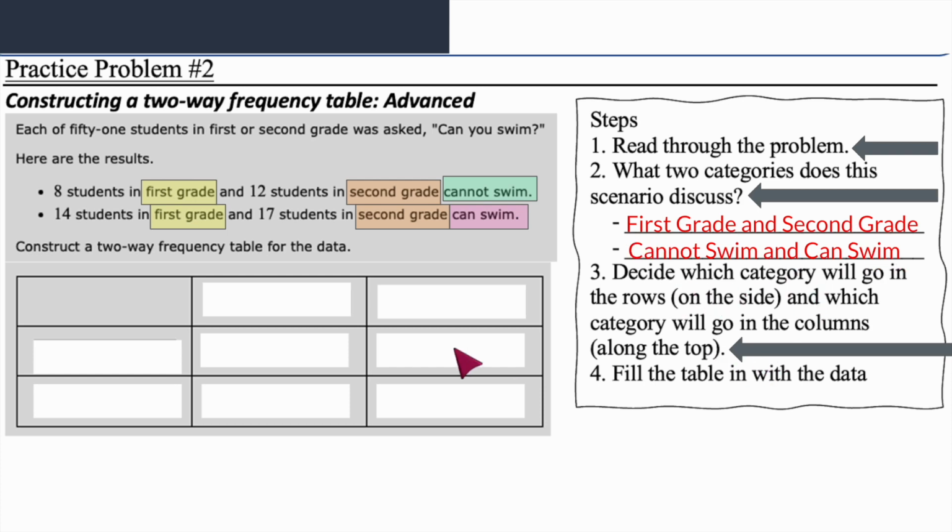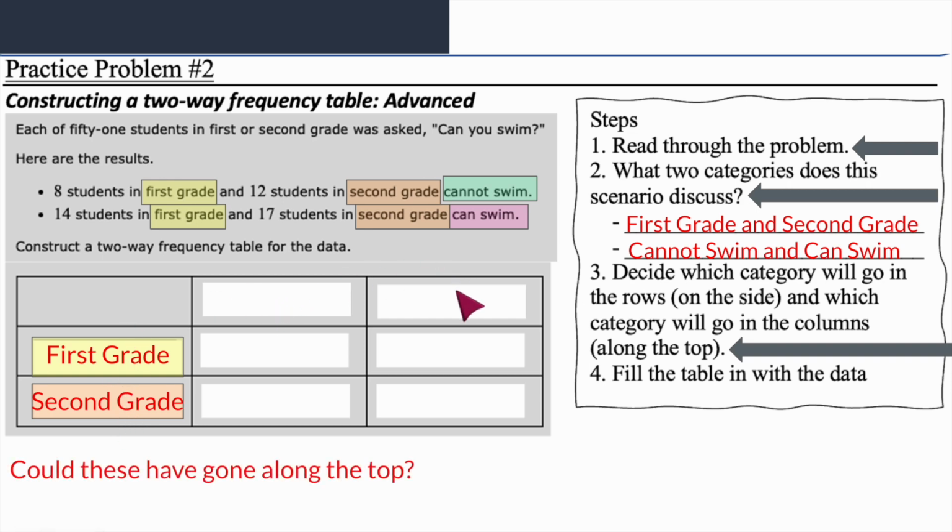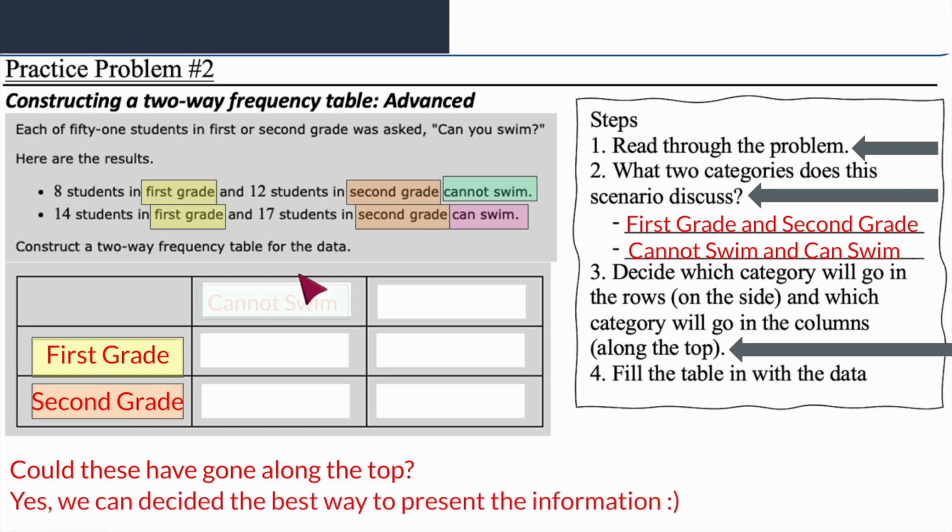So you need to decide, am I going to put the grade level along the top or along the side? And then once you decide that, you're going to put the other bit of information on the side or the top, depending on what you decided first. I'm deciding that I'm going to put first and second grade along the side, because that's perfectly fine. I could have put it along the top. But because I put first and second grade here, along the top I'm going to put cannot swim and can swim. And again, I can switch this around. I could have can swim and cannot swim. I don't have to put it in this specific order. I could also put second grade and then first grade, but we tend to do it in counting order.